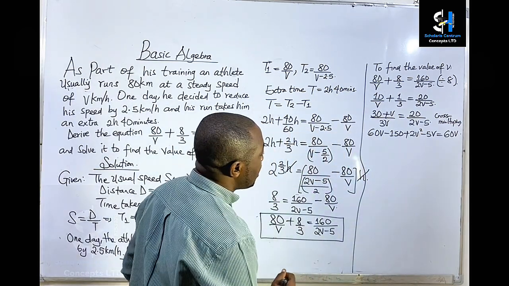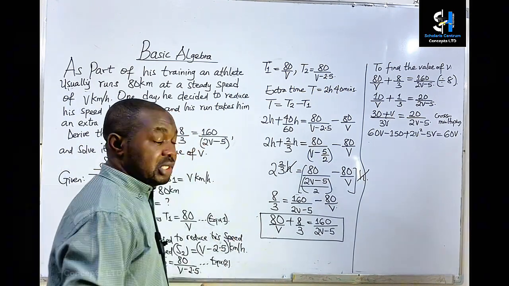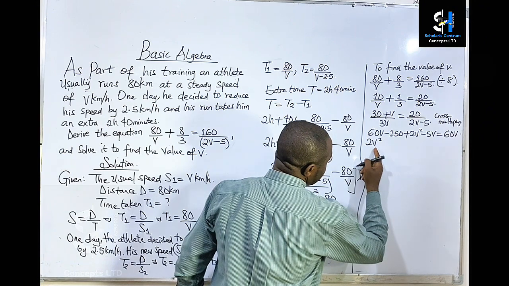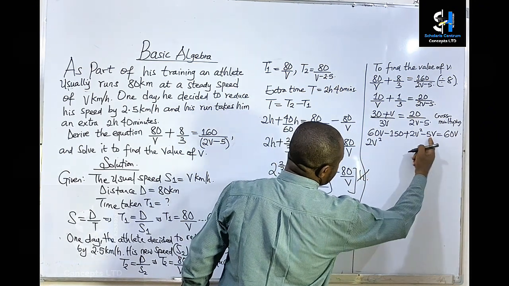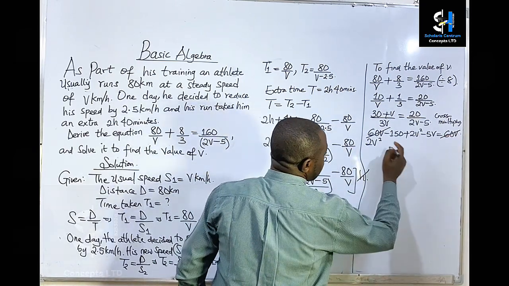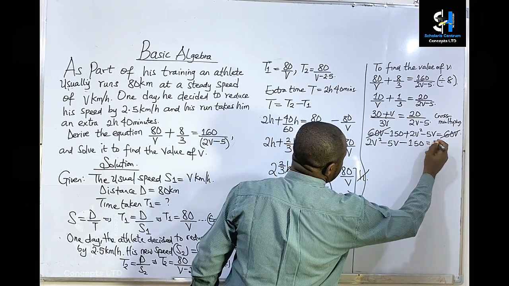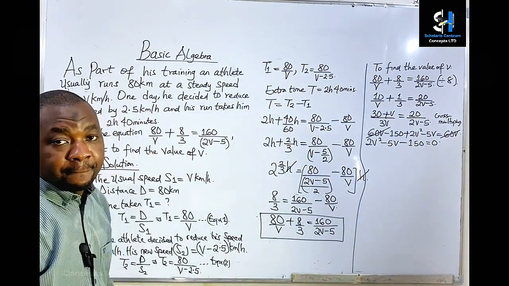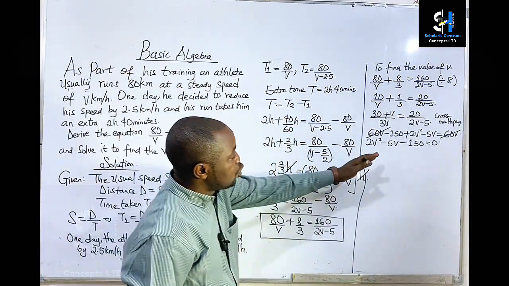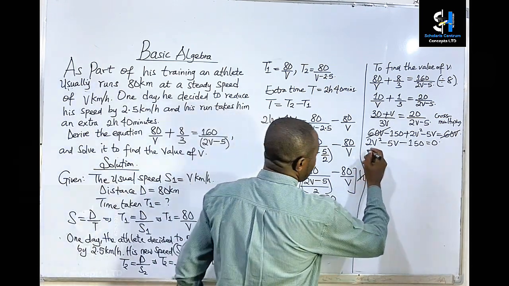All right, so now, in this case, let's write this in standard form. So we're going to have 2V squared. Then here we have 60V minus, so 60 minus 60, that will be 0. Then this will be minus 5V, then minus 150 equals to 0. All right, so now we have a quadratic equation. To be able to solve this quadratic equation, let's make use of the formula method. So we're looking for the value of V.